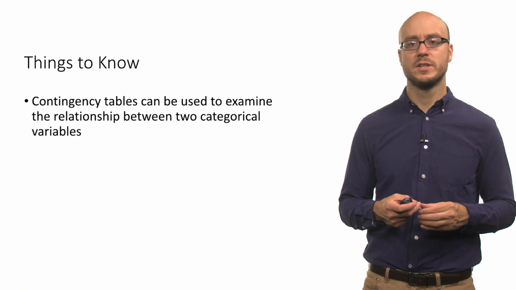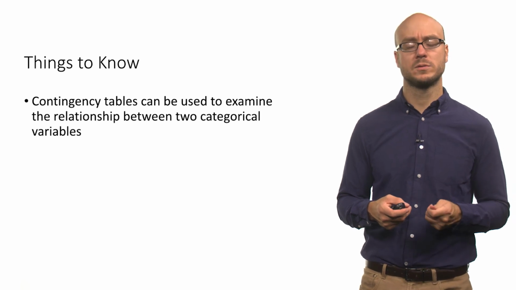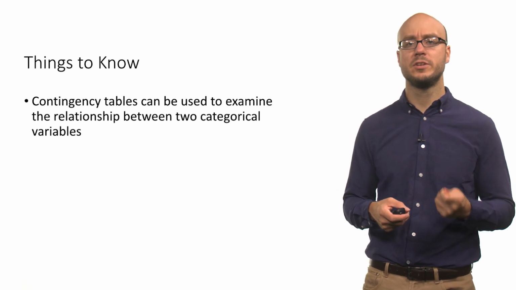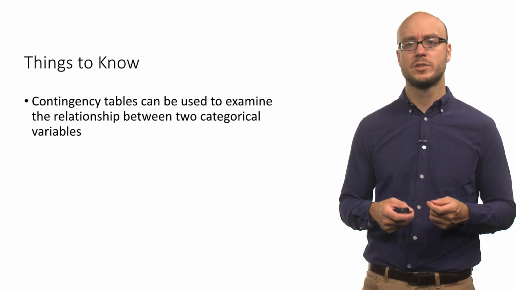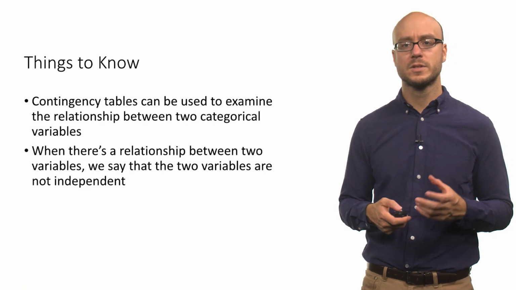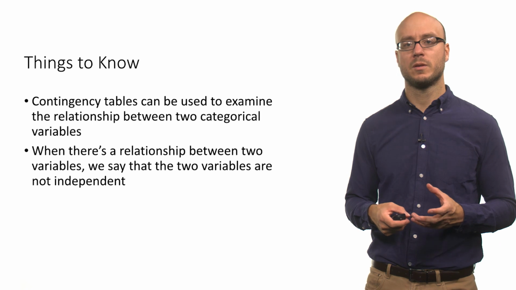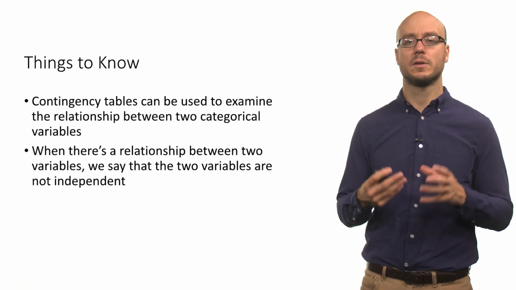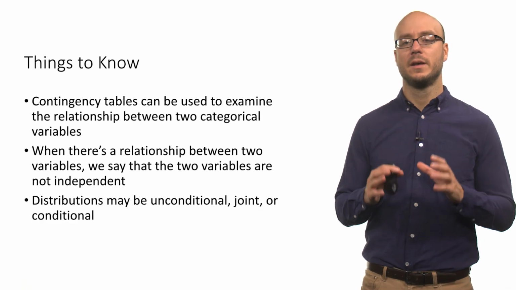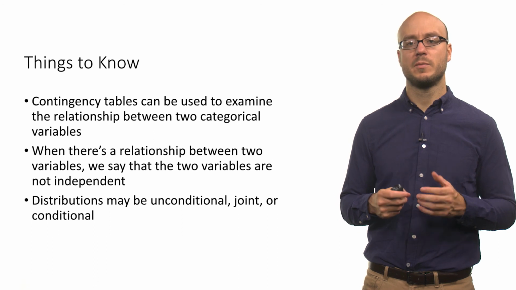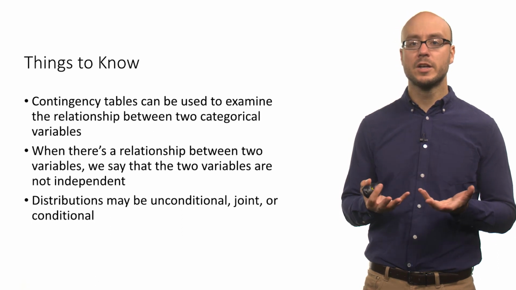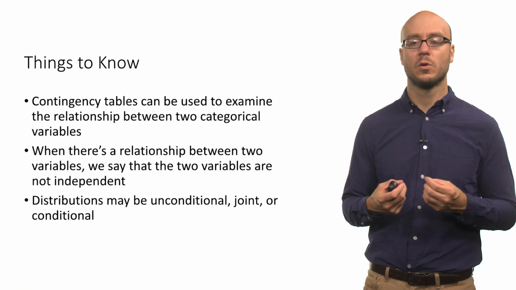The key points for this part in our discussion of categorical data are that contingency tables can be used to examine the relationship between 2 categorical variables. When there's a relationship between 2 variables, we say that the 2 variables are not independent. And finally, distributions can be talked about as being unconditional, joint, or conditional. That concludes our discussion on categorical data as it relates to contingency tables.